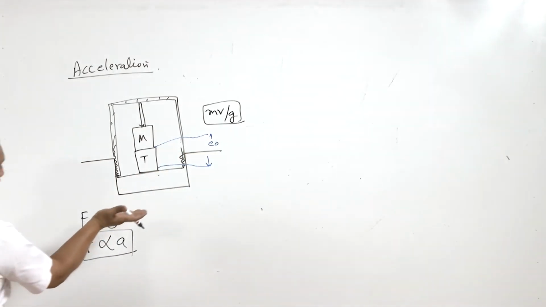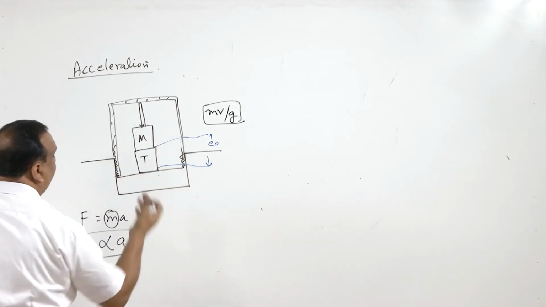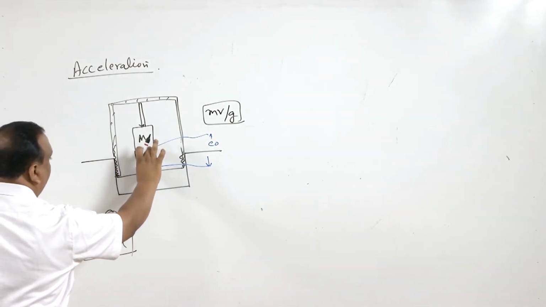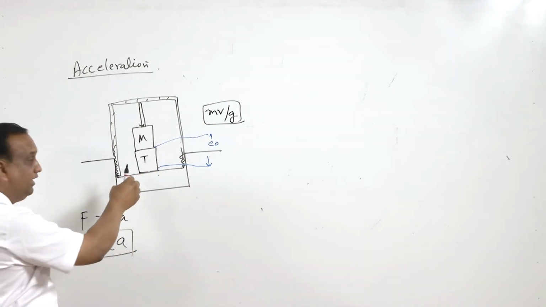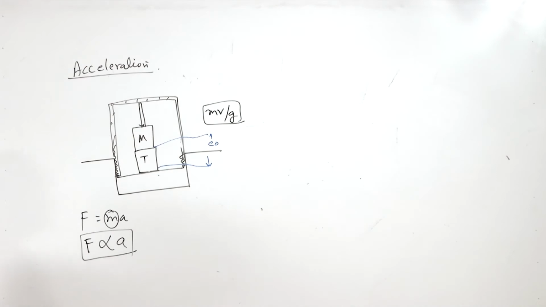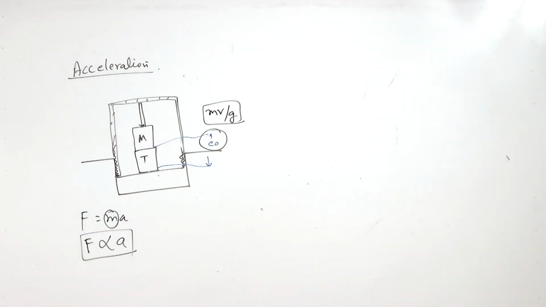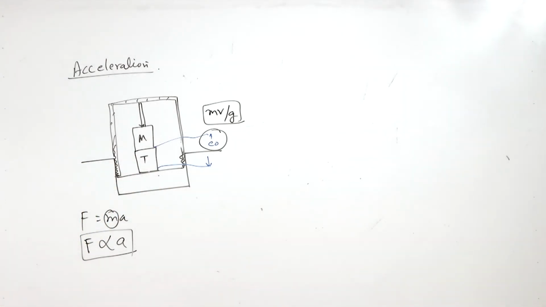So when the entire system is moving up, the force on this transducer will increase, and when it is coming down, the force on this transducer will reduce, right? Because the effective acceleration will change when it is moving either up or down with certain acceleration. Accordingly, we will get the output from the transducer, and that is how we find the output of the transducer as a function of acceleration of the body, and this is how acceleration is measured with the help of piezoelectric transducers.